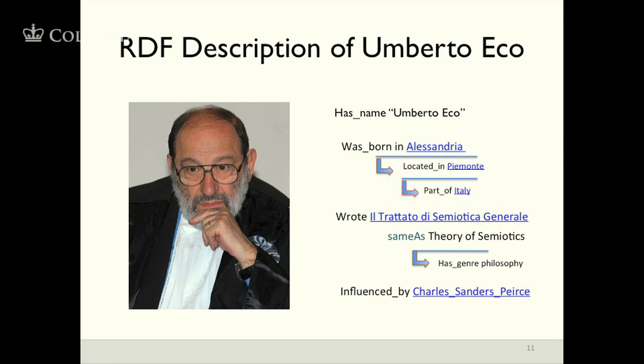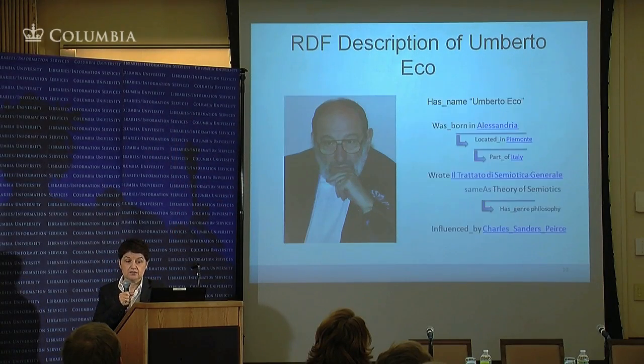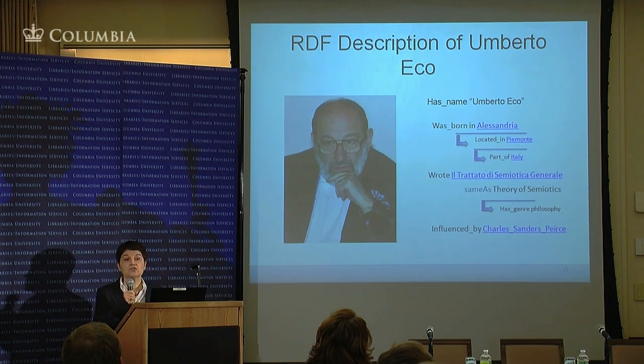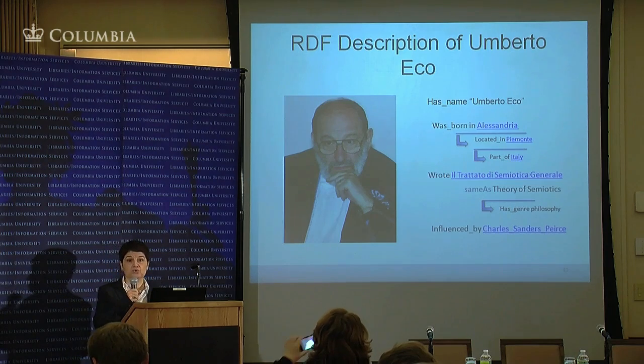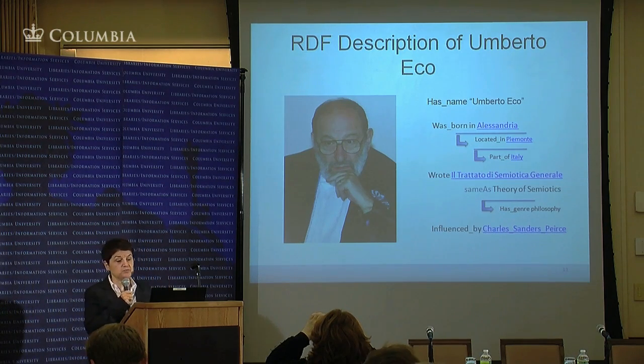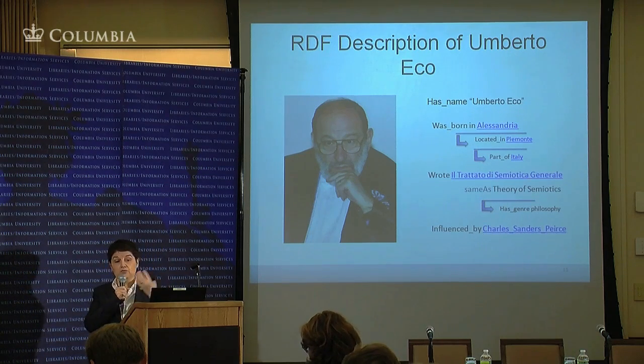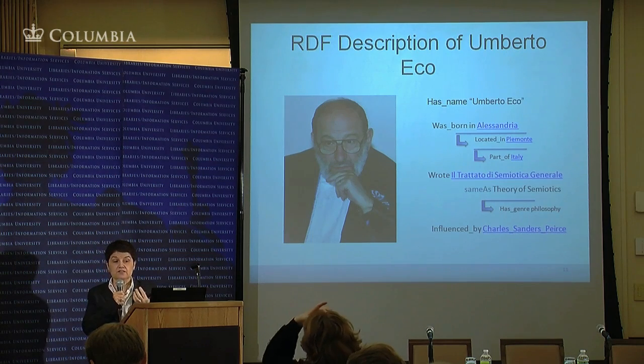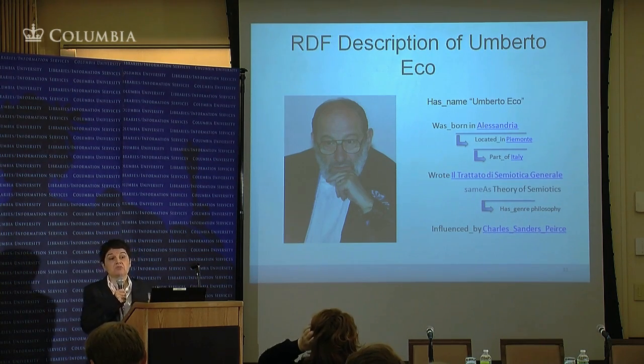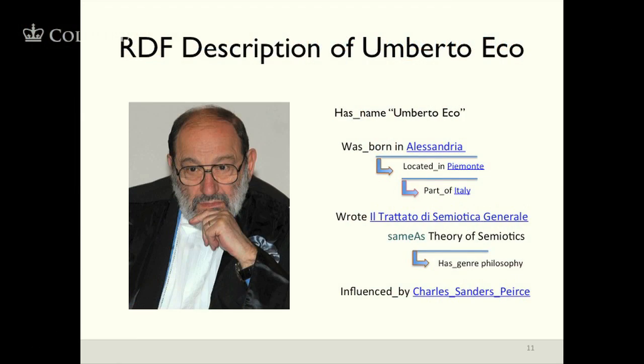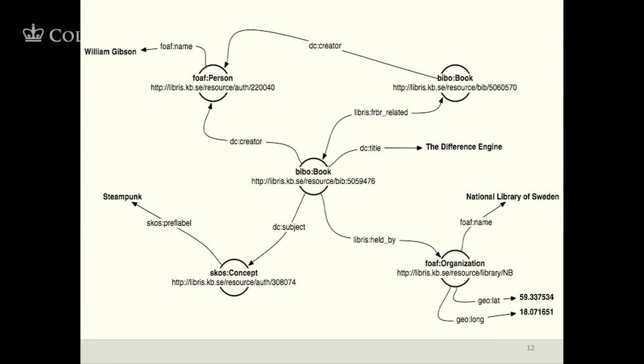All these triples, these statements, might have their object being another URI, and so a link from other sources. Can be linked the fact that he was born in Alexandria, which is located in Piemonte, part of Italy. These URIs could be taken from a data set of geographic information, or the fact that he was influenced by Charles Sanders Peirce could be taken from a repository of linked data in the domain of philosophy. And the idea of this interlinking is given by a graph-based representation of this sort.